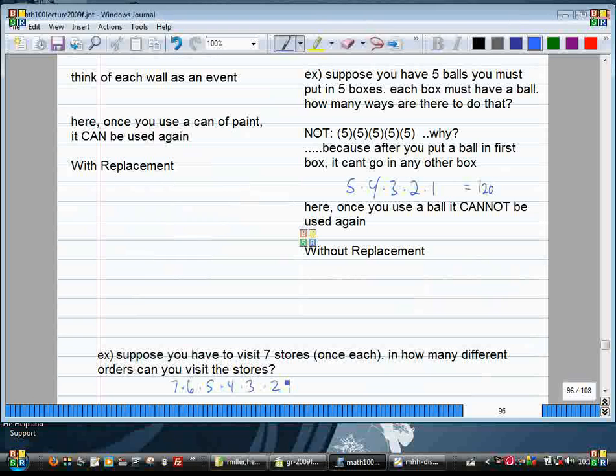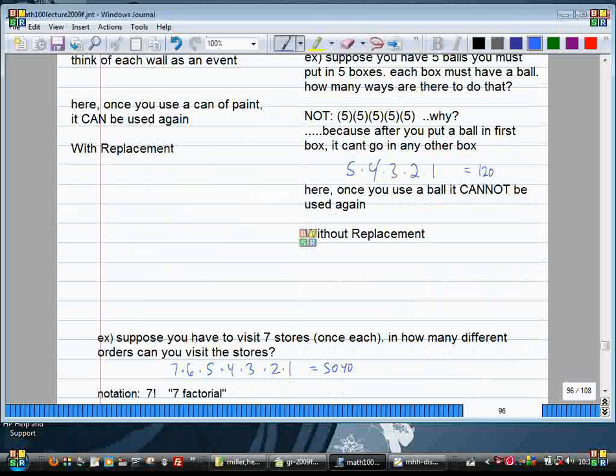Okay. So very nice. So does that make sense? Okay. By the way, this works out to 5040. Now, we have a short little notation for this. Writing down 7 times 6 all the way down to 1 is called 7 factorial. What you write is 7 with an exclamation mark. So that's all that means.